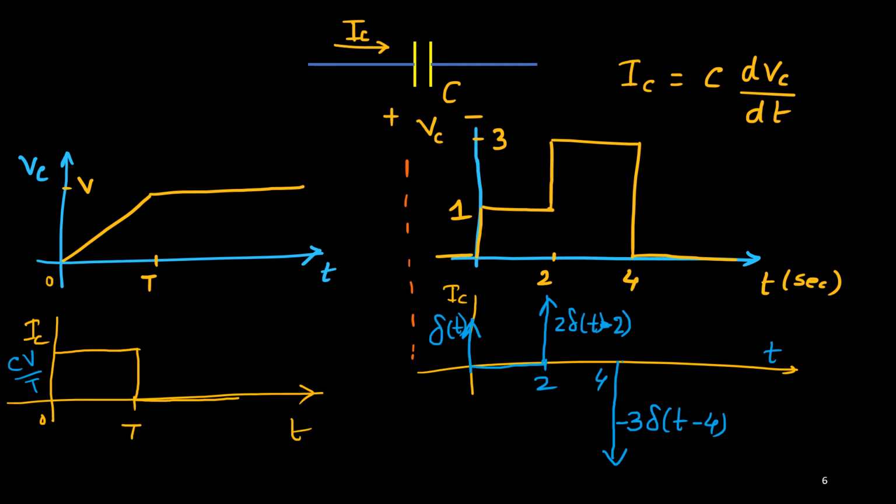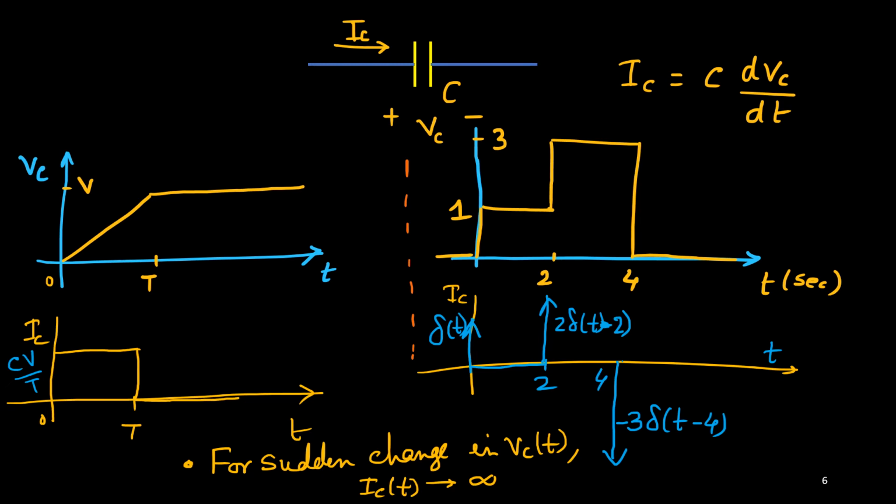So what is the meaning here? What I want to say is that when the capacitor voltage is continuous, the derivative is finite. But when the capacitor voltage is changing suddenly, like here, or here, then you will find a huge current through the capacitor. Whenever you find a sudden change in voltage, you will find infinite current through the capacitor. So you can conclude that for a sudden change in Vc(t), Ic(t) approaches infinity. That is the important conclusion here, because a sudden change implies an infinite slope.